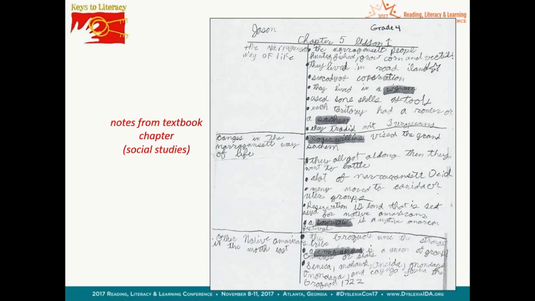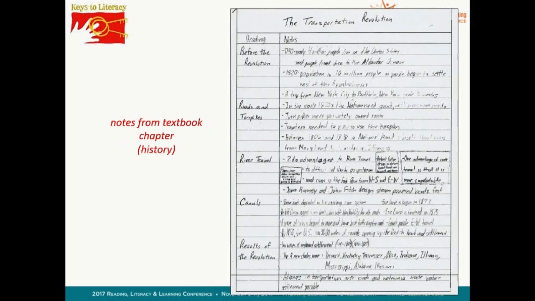I don't know if you can read that, but the Narragansett way of life changes. He's missing the H. In the Narragansett way of life, other Native Americans in the Northeast, and he's got his details over on the right. And I believe that they were highlighting certain key vocabulary.